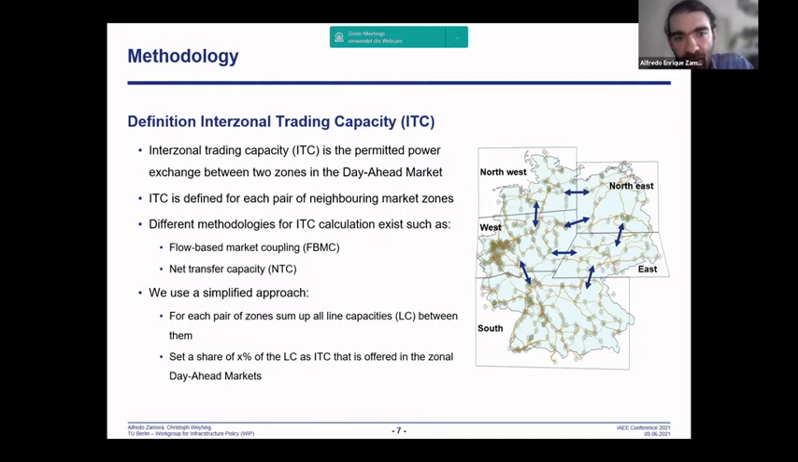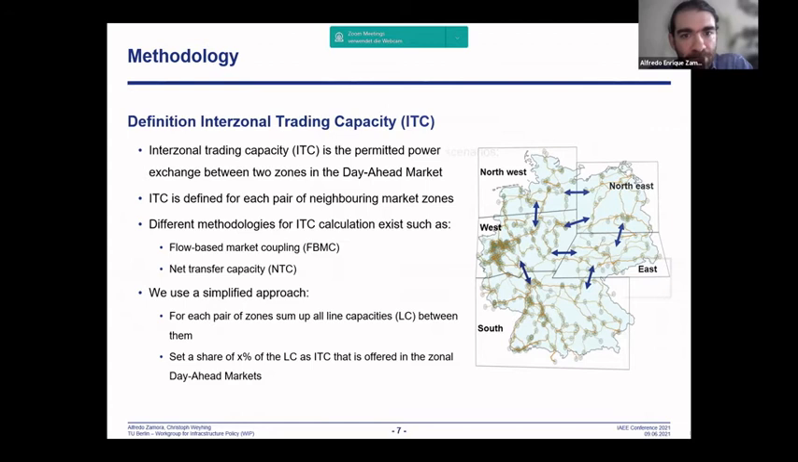And we investigate what happens when we set different shares and how this affects the prices or the redispatch amounts and the total system costs. Now my colleague will follow up with the rest of the methodology and present you with some results.